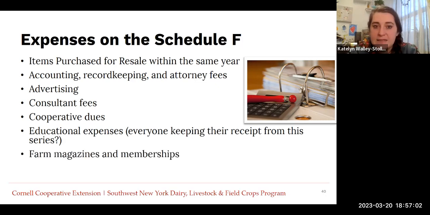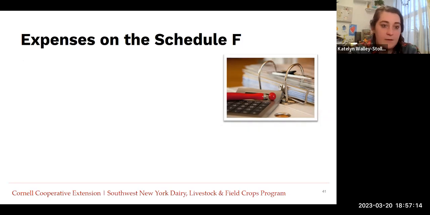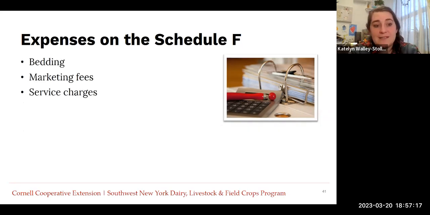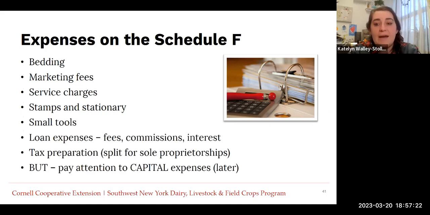If you have any farm magazine subscriptions or memberships, so if you're a member of Farm Bureau, your annual dues can count as a qualifying expense. Any insecticides and chemicals are qualifying expenses. Bedding, marketing fees, service charges, stamps, small tools, loan expenses, tax preparation, but capital expenses, we'll talk a little bit more about later. So again, anything that is considered normal, ordinary, necessary for your farm to operate is a qualifying expense that you can include on your Schedule F.